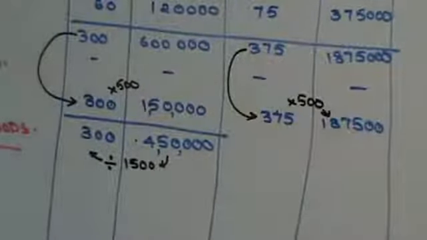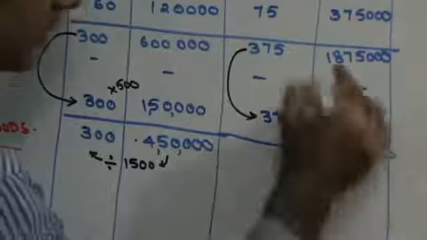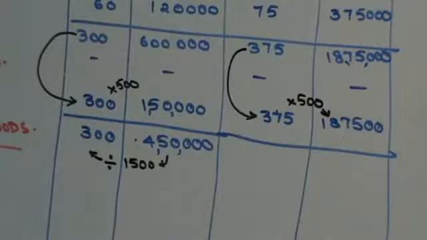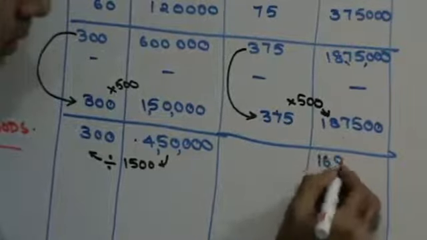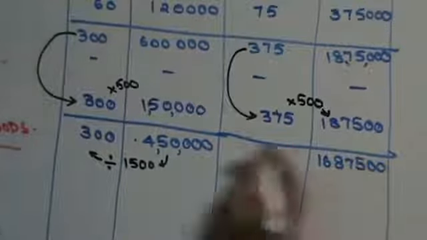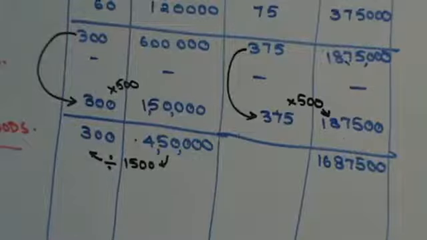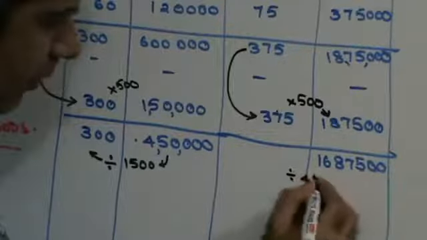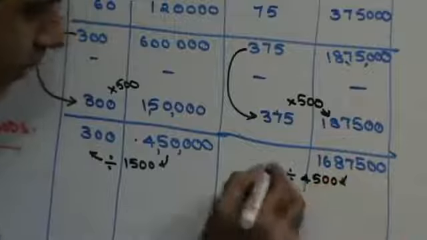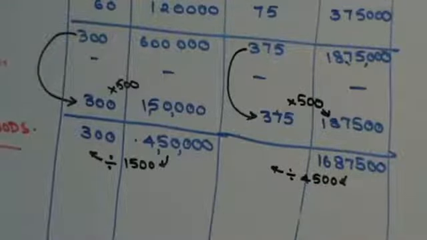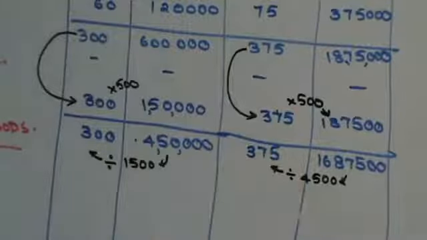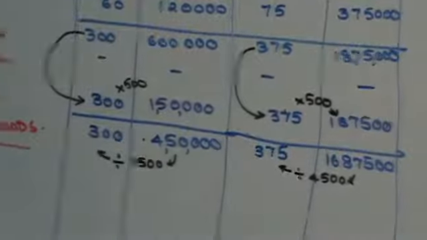1,87,500. Right? Now, subtract 18,75,000 minus 1,87,500. 16,87,500. Divide this by the number of units sold. How many units have been sold? 4,500 units have been sold. So this comes to 375. That's how you do closing stock. Okay. Do we get this? Now let's move on ahead.